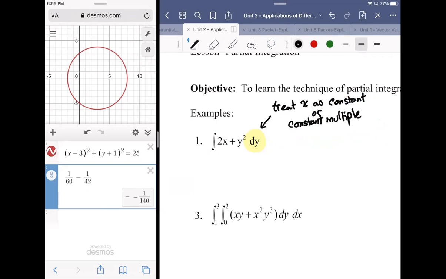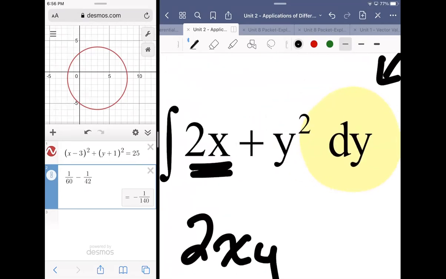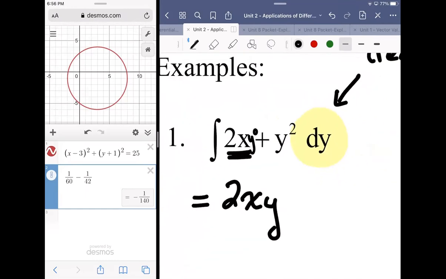Right. So the antiderivative with respect to y of 2x. Well, it's 2xy, because the y wasn't there. Now, when y is not there, we kind of have to assume that it really is there, just with a nice little y to the 0 term or factor associated with it. All right, so this is implied.